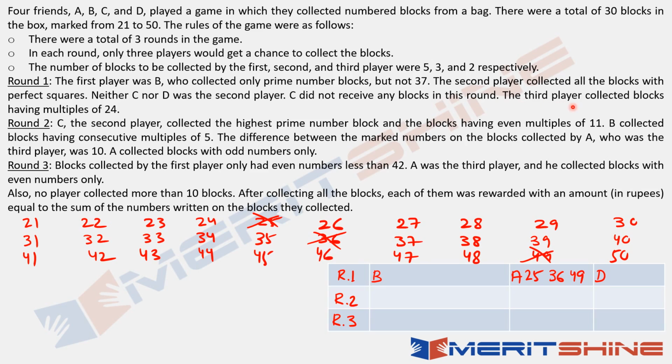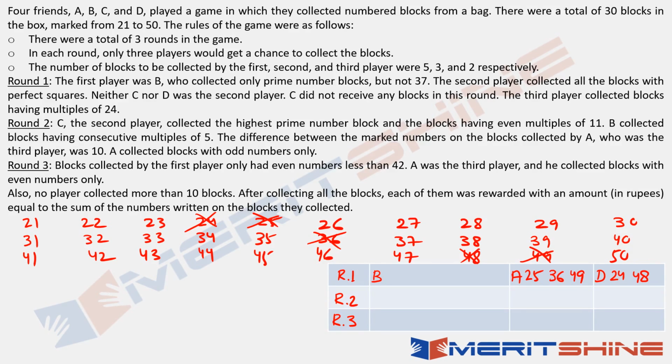What is written further? The third player collected blocks having multiples of 24. So the third player we know would have just 2 blocks, and it says multiples of 24. So how many multiples of 24 are there in this? Even if we had not written this, we would have known 24 and double of 24, which is 48. So what we can do is remove this 24 and 48 from here, and write them here, 24 and 48. You may feel like this is not really required, but as we move forward, you will understand the importance of making this chart kind of structure here. So you can actually devote it some time and make it.